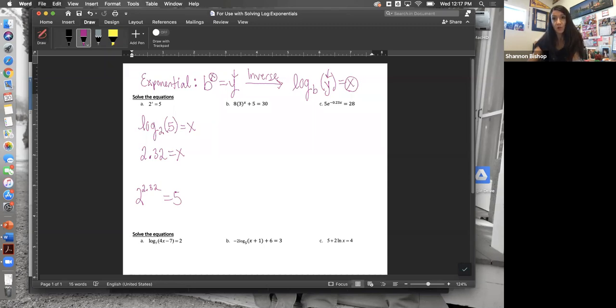For my TI users out there, I don't have a TI on this computer. Hang on. Does this TI have it? Math, number, nope, that one doesn't have it. Does this one have it? Oh, this one's dead. Okay, awesome.